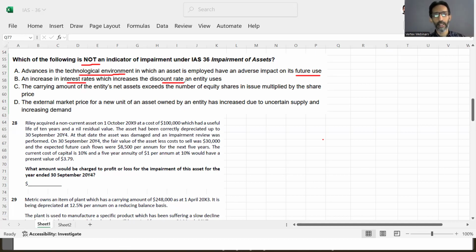The first 2 are actually indicating that there has been impairment or assets have lost their value. Okay, let's look at the third one.